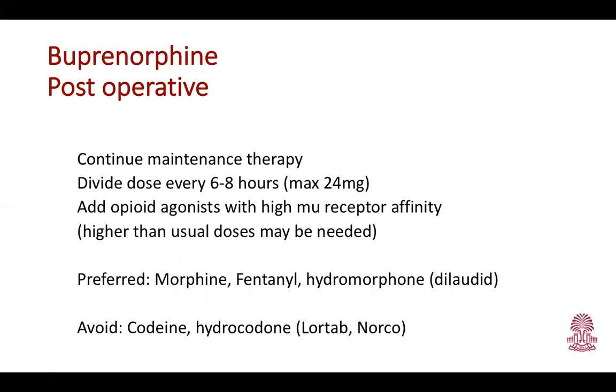So what we do with the Subutex or buprenorphine, we continue the maintenance therapy. Even though as an outpatient we typically give them once-a-day dosing, when they're in the hospital, we will divide that medication into typically every 8 hours, maximum dose 24 milligrams total. We add opioid agonists with high mu receptor affinity because that's what's required to give them the best effect if they need other opioids.